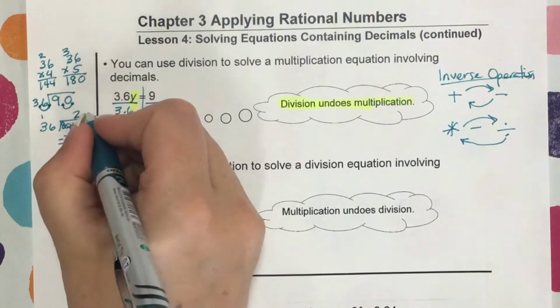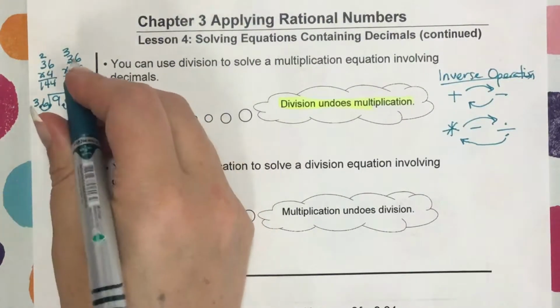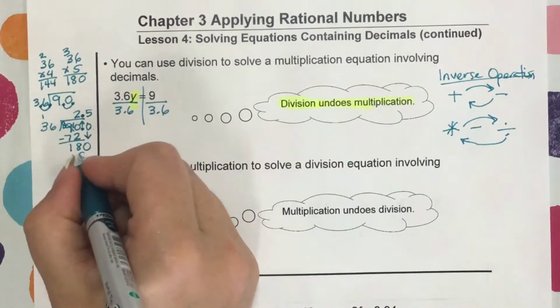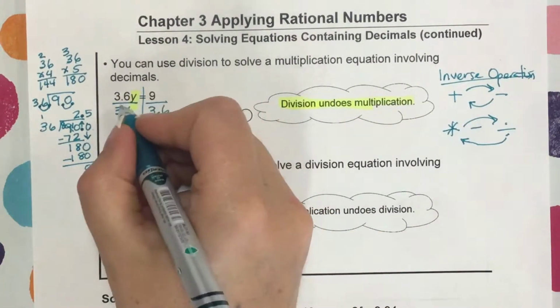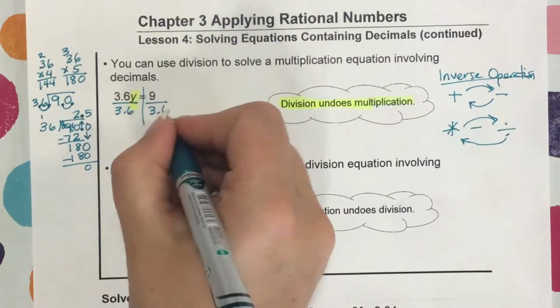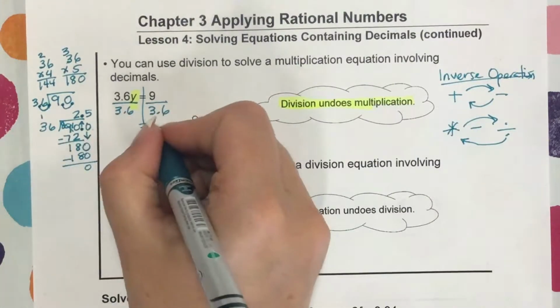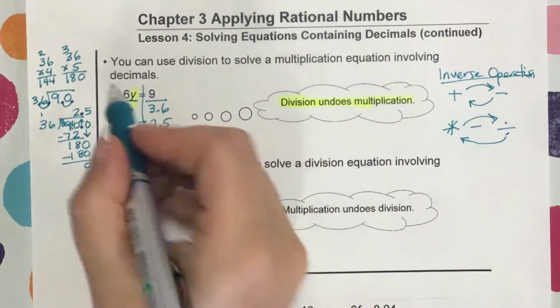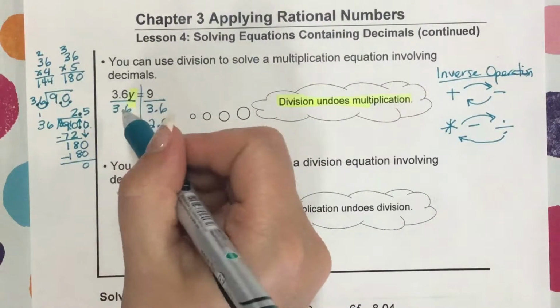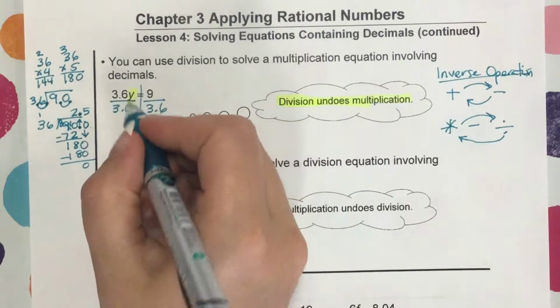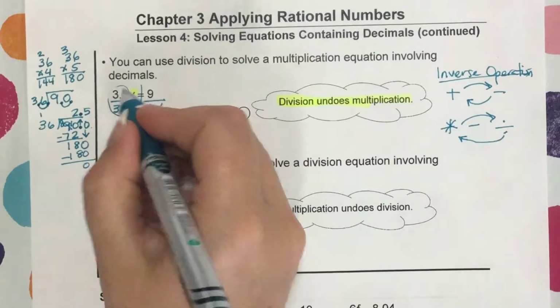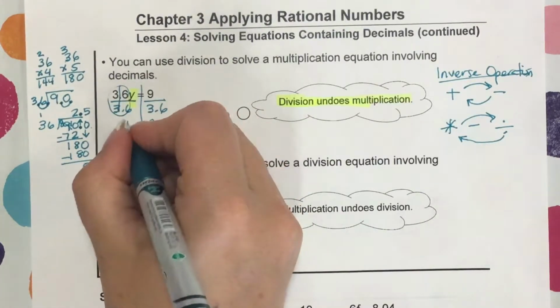So 36 goes in there 5 times. 5 times 36, we already figured that out up there. It's 180. We subtract, there's no remainder. That means that 9 divided by 3.6 is actually equal to 2.5. Now this 3.6 divided by 3.6, any number divided by itself is always going to equal 1. So this is going to end up being 1, and 1 times y is just y.